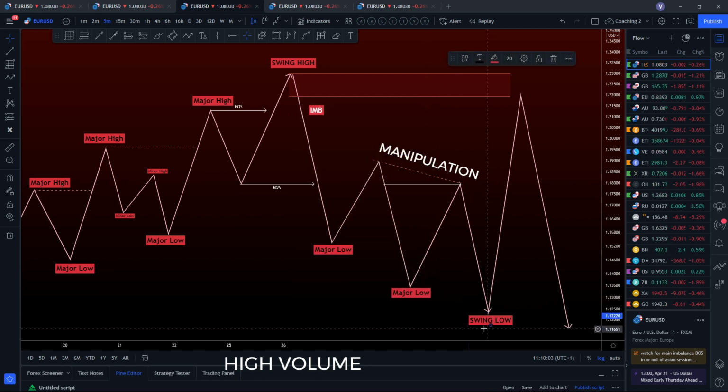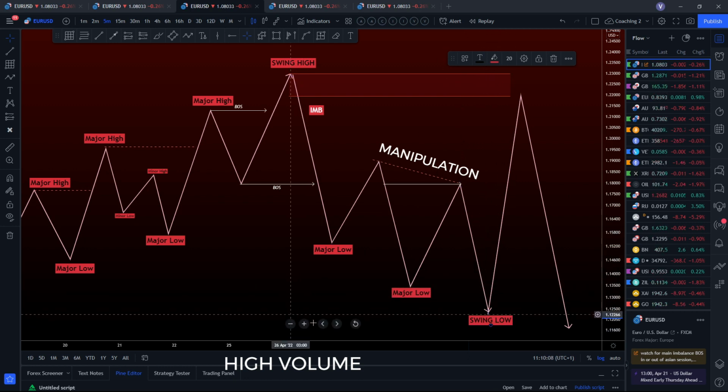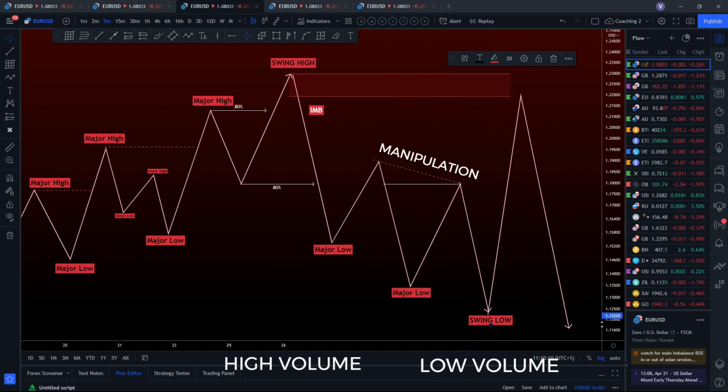But what you'll find is extreme order blocks. Like I said, these have high volume. If this has low volume, you'll actually find that it'll sweep. So you can actually differentiate between extreme order blocks to basically safely assume if price is going to reject from those areas or not.